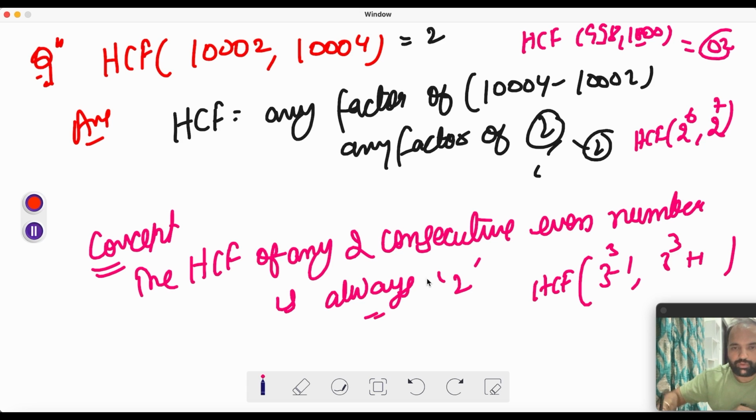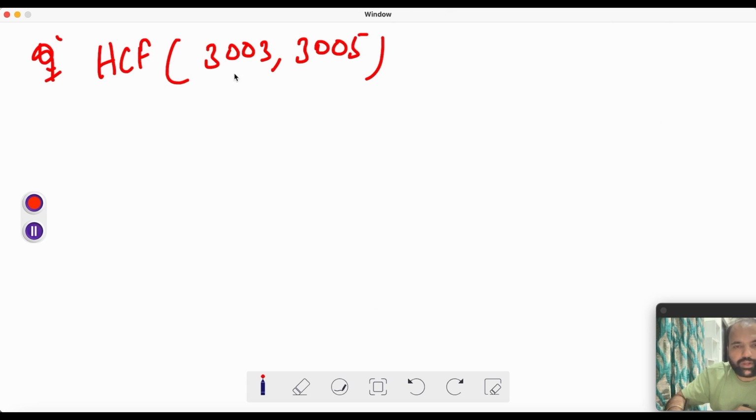Okay. Now we'll do another question. We need to find the HCF of this. Again, we know the B minus A method, but this time we are not going to apply it because, as I say, time is our weapon. So what are we going to do? We are going to learn one more concept.